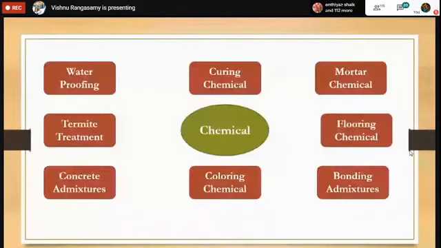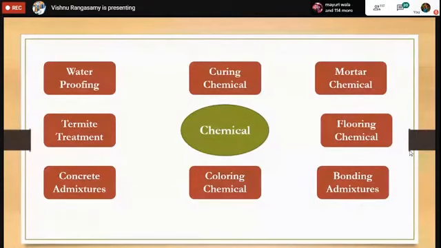So what are the chemicals that we use? As explained in the previous slide: waterproofing, termite treatment, concrete admixtures, curing chemicals. Nowadays, due to the scarcity of water, curing chemicals are added to the concrete so that it requires less water during curing. Next, coloring chemicals, mortar chemicals, flooring chemicals, bonding admixtures. If you require a colored plaster, like red color or gray color, you can go for a coloring chemical like red oxide, which we used in olden days, red oxide, black oxide. Numerous chemicals are available in the market.